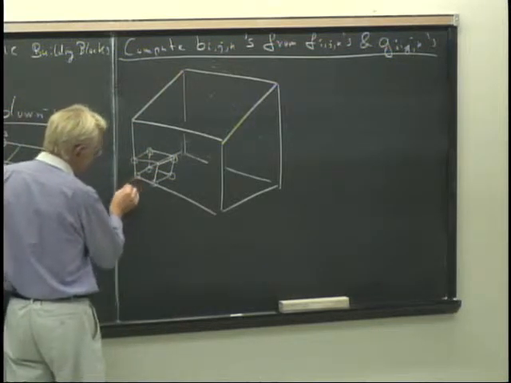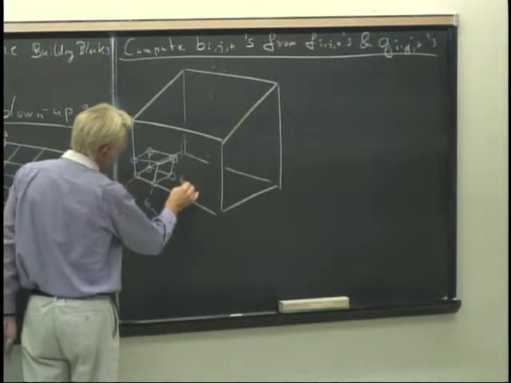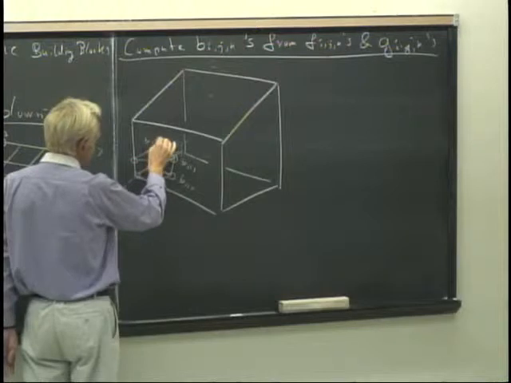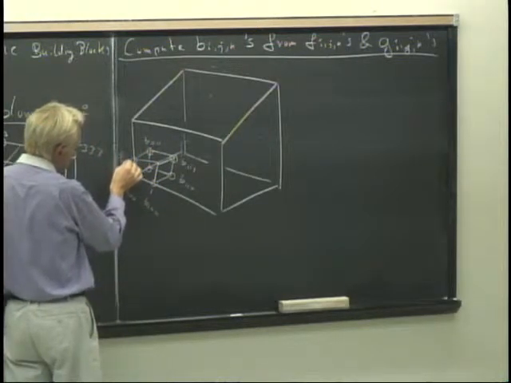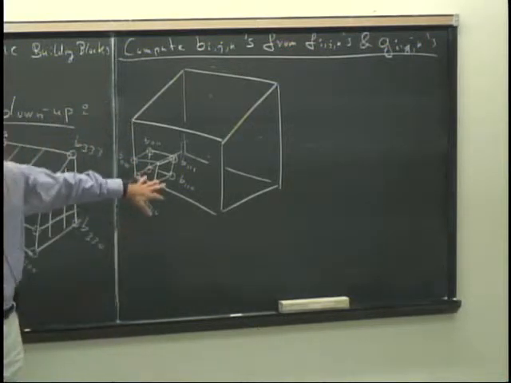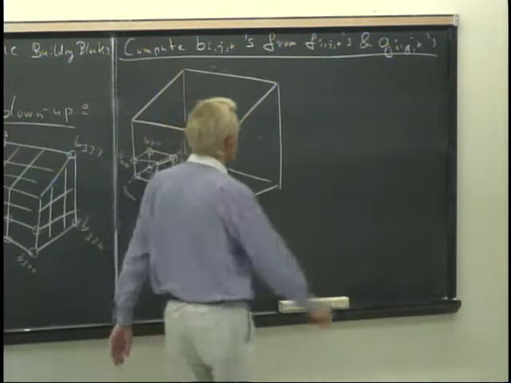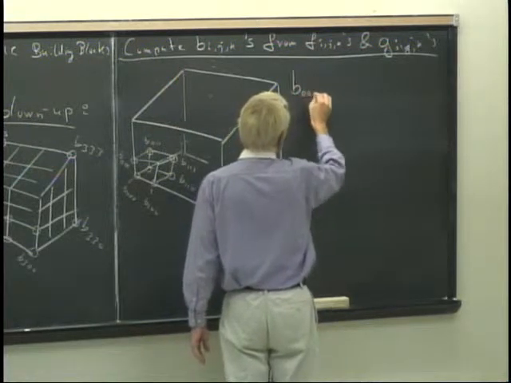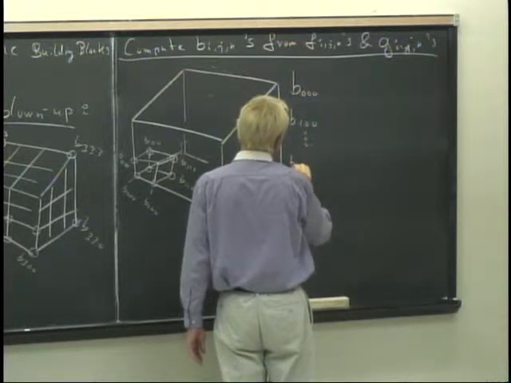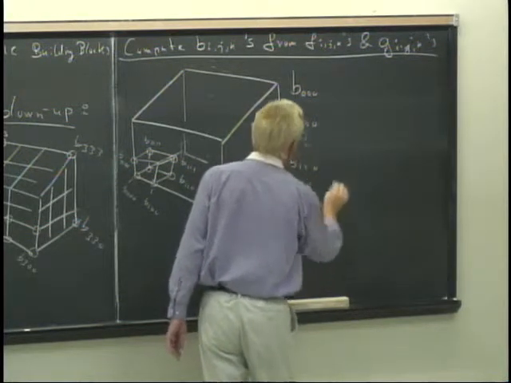So these guys are B000, this guy is B100, this guy is B110, this guy is B111, this one is B011, this guy is B001, and you know what the name for the last one is, okay? How do we get them? B000, B100, B110, and the last one, I will give you B111.